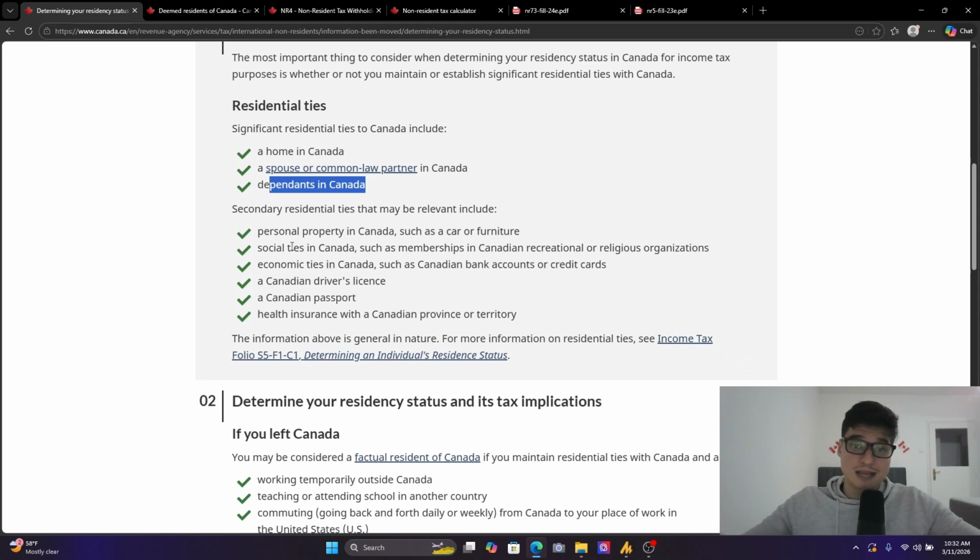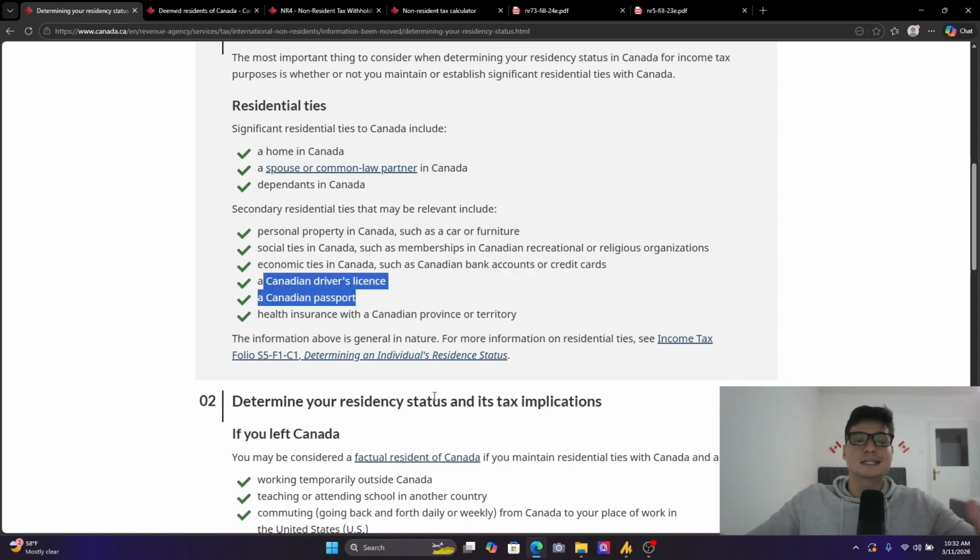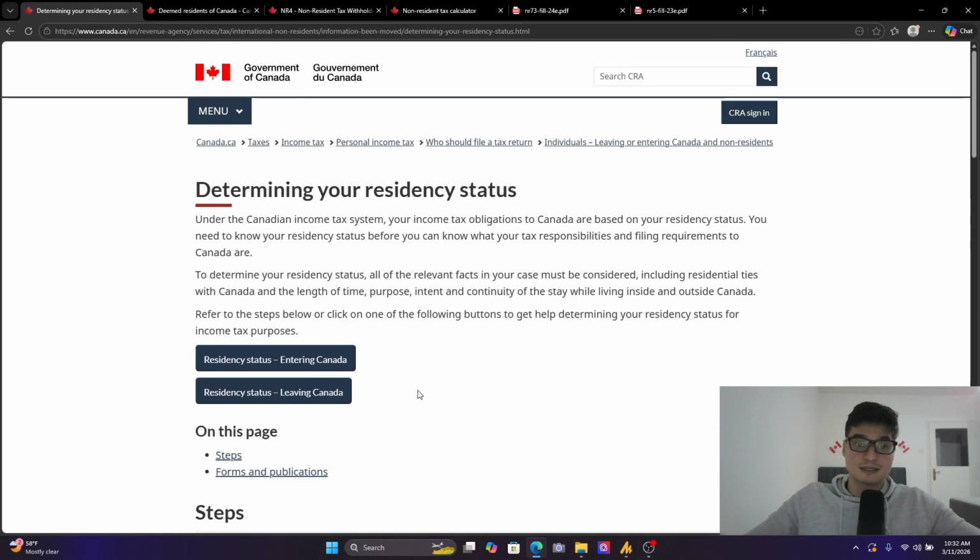Then if you don't have those things, then we're going to look at the next thing, which is secondary residential ties. This is personal property in Canada, such as car or furniture, social ties in Canada, such as memberships in Canadian recreational, religious organizations, economic ties, such as a Canadian bank, Canadian driver's license, a Canadian passport, etc. Okay, so that's the residency test.